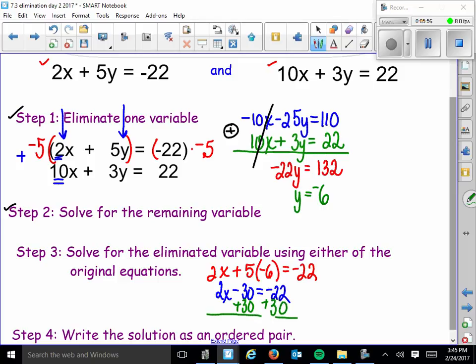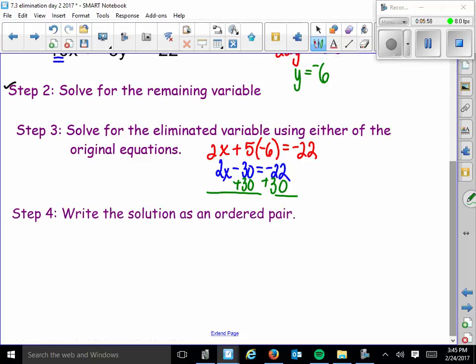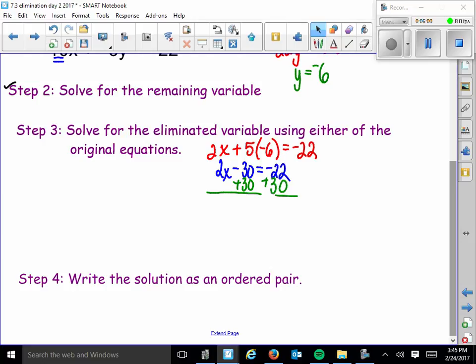And once I've done that, I have 2x equals 8. To solve this equation, I need to divide each side by 2. And that gives me x equals 4. Okay? And I need to write my answer as an ordered pair, (4, -6).